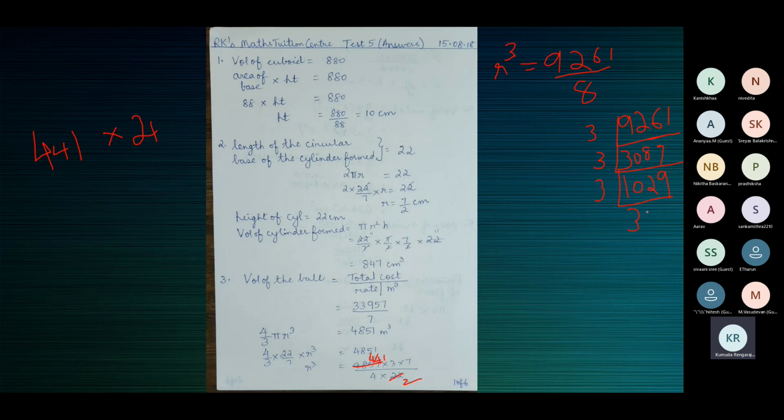3 3s are 9, 3 4s are 12, 3 3s are 9, 7, 343. It's not divisible by 2. See, it's not a choice to take 7. 343 is not divisible by 3. It's not divisible by 5. So we try 7. So 7 will be 49 times. Then 7 7s are 49, and finally 7 1s are 7.